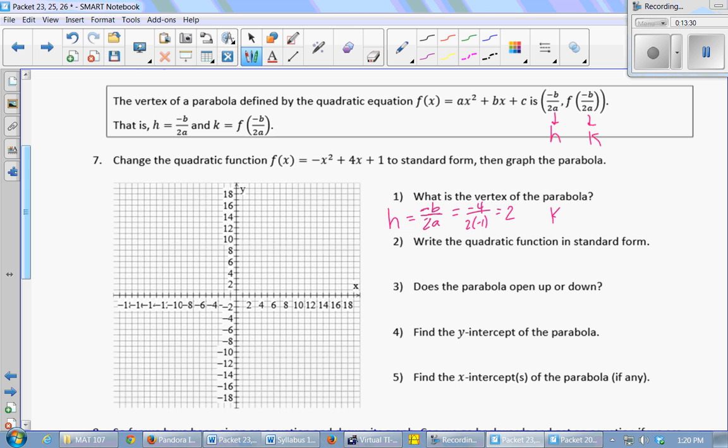And then k is the y-coordinate associated with this x-coordinate of 2. So I can figure that out by taking that 2 and plugging into f. Right? So k is f of 2. So when I plug a 2 in here, I get negative 4 plus 8 is 4 plus 1 is 5.